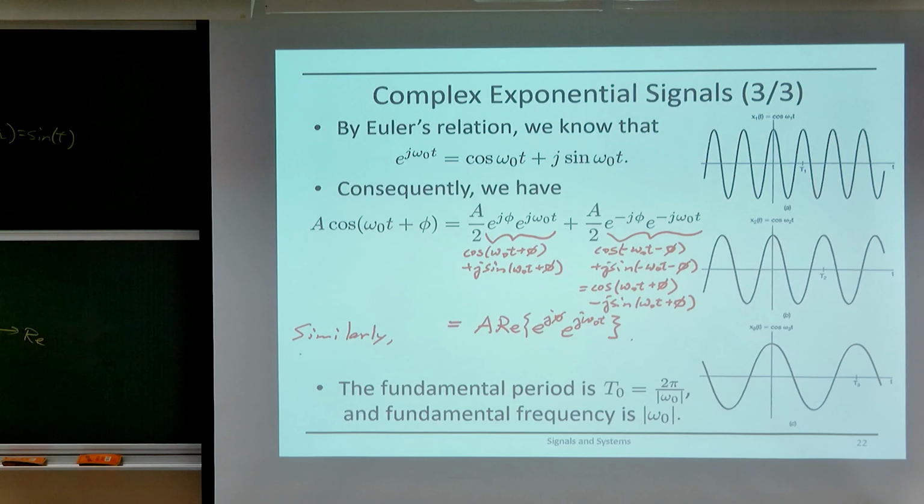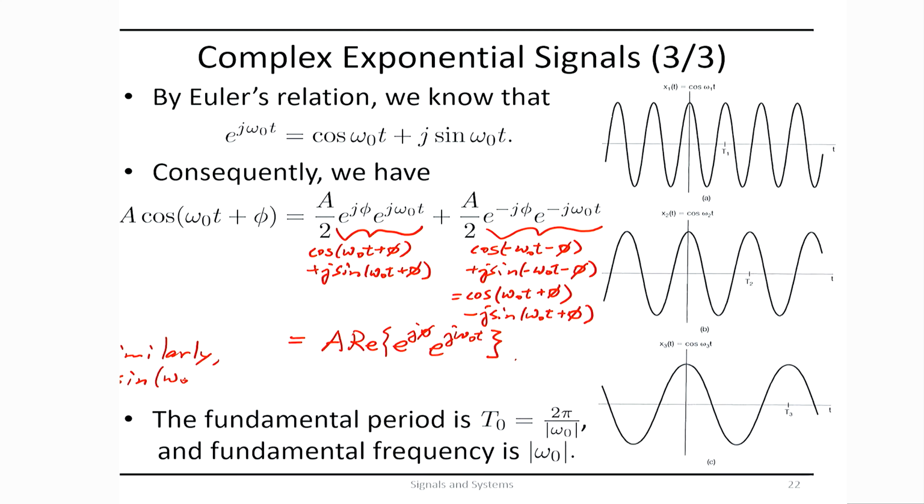All right, now similarly for sine, suppose you have a sinusoid that you write as A sine of omega naught t plus phi. By the same reasoning, you can write this as A over 2j e to the j phi e to the j omega naught t, minus A over 2j e to the minus j phi e to the minus j omega naught t. And you can check by substituting this inside here.